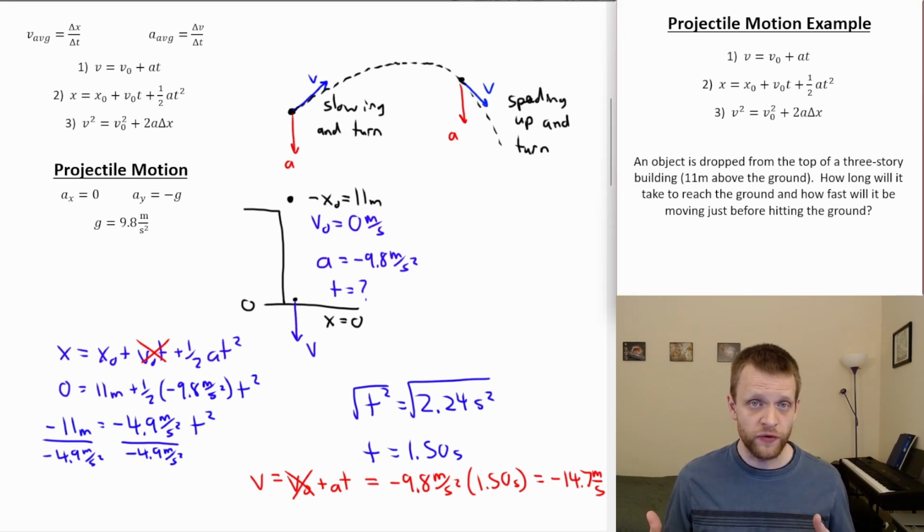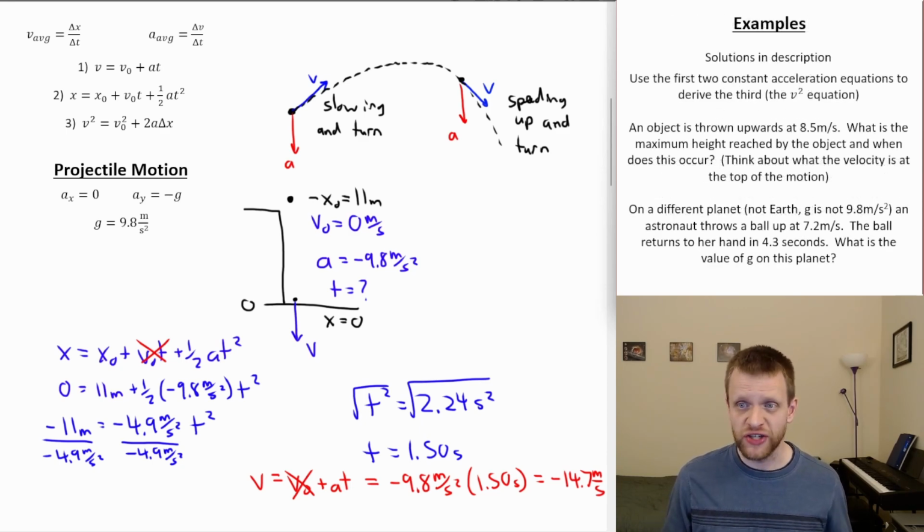So we've gone through a few of these constant acceleration examples, and I've posted a few more examples for you to try on your own, maybe using the first two constant acceleration equations to derive the third one, see if you can try that one, and a few more examples of projectile motion and motion not on the Earth. If we had a different value of g, how would we calculate that? So give those a try. The solutions will be posted in the description.